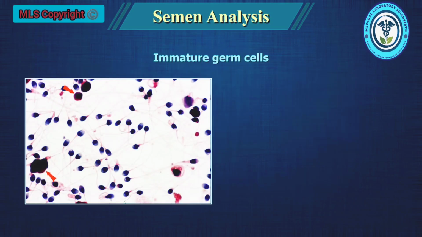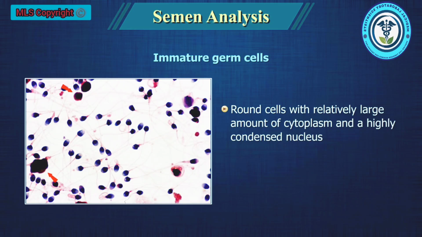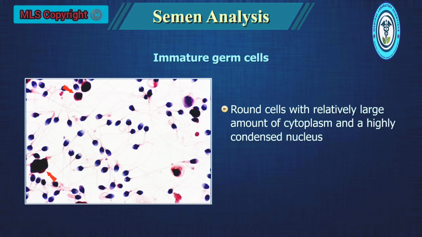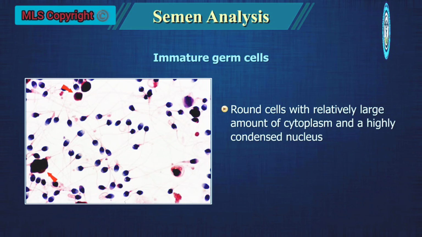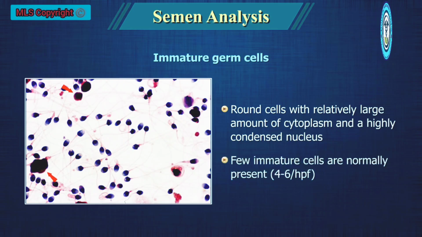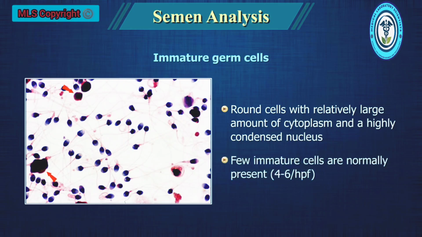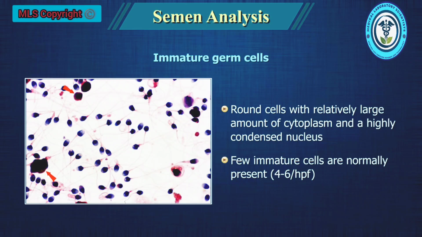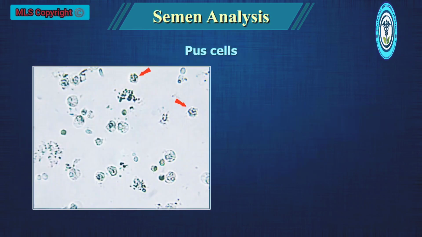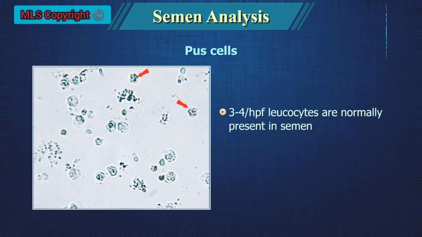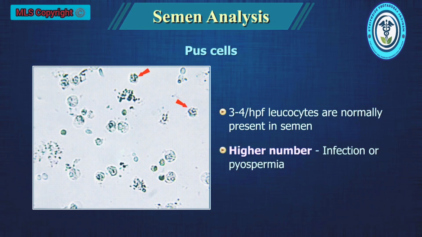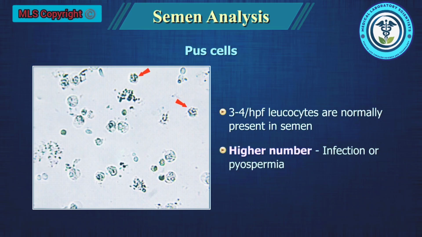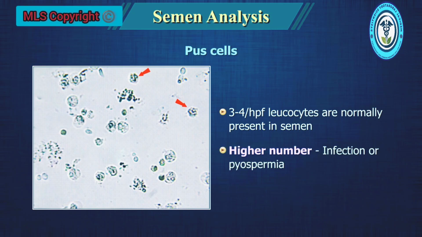Immature germ cells are round cells with relatively large amount of cytoplasm and highly condensed nucleus. A few immature cells are normally present, which is 4 to 6 per high power field. Pus cells. 3 to 4 per high power field leukocytes are normally present in semen. A higher number denotes infection or pyospermia.